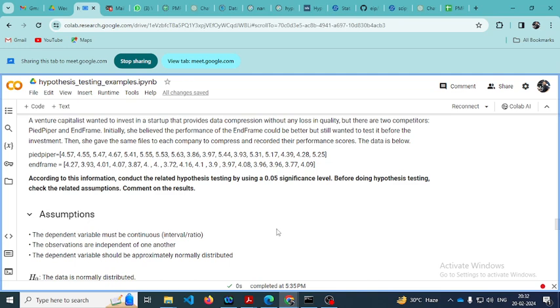The data is there, Pied Piper and Enframe. According to this information, conduct the related hypothesis testing using that level of significance. Before doing this hypothesis testing, check whether there are any assumptions we can frame from this problem statement. Then we can comment on the results.